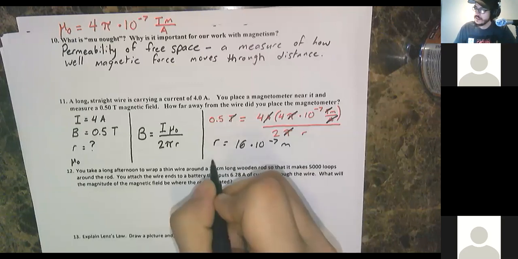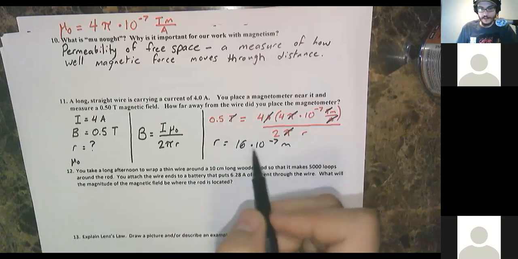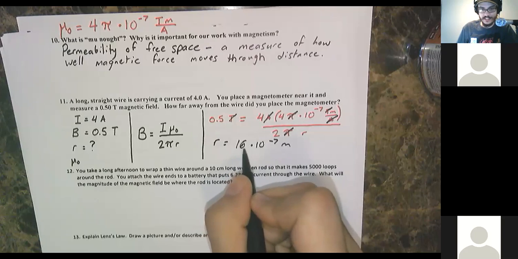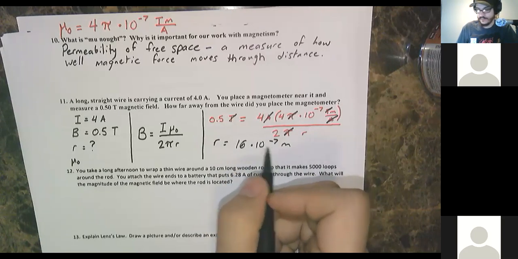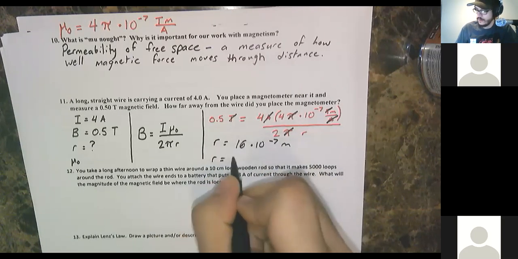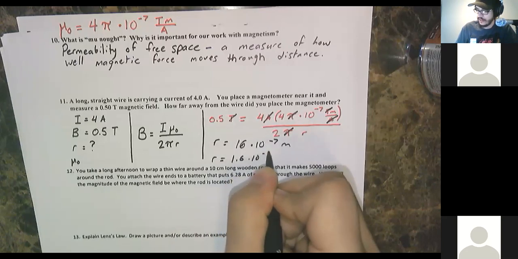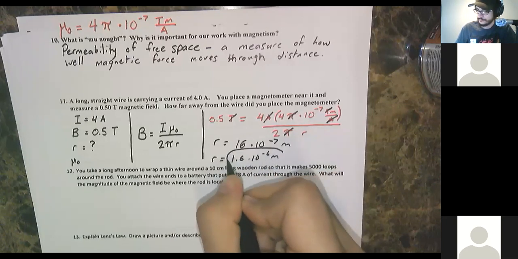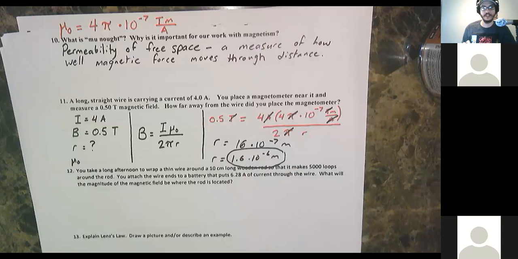So to put this in proper scientific notation, we're going to move the decimal. So 16 times 10 to the negative 7, move it over 1, 1.6 times 10 to the negative 6 meters. So you put it pretty close to the wire. But yeah, no calculator needed for that one. I guess you could have just plugged it into a calculator. You'd have gotten the same thing.